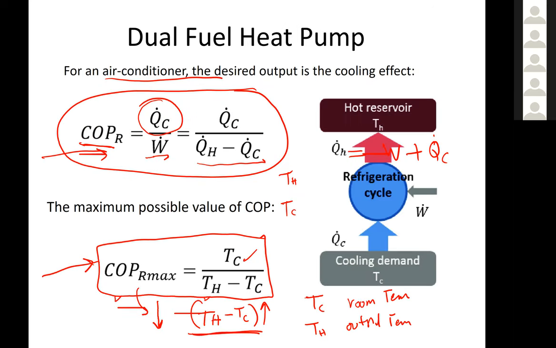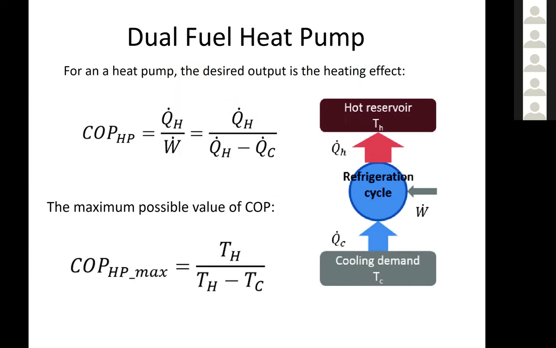What happens in the heat pump? In the heat pump, my desired output now is no longer QL, it is QH. What I have inside the room now is the condenser. I am trying to condense the refrigerant so that it will basically release heat to the room. And likewise, I can express these values with their corresponding temperatures to get the maximum possible coefficient of performance for the heat pump.